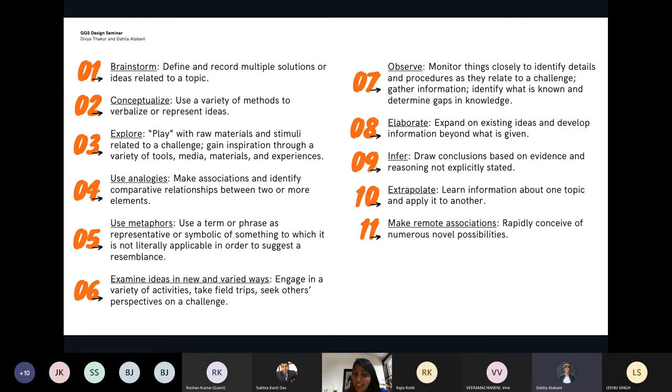Any more ideas and points? Yes, ma'am. So we have a lot of ideas. They are sharing about observe and elaborate. And it's been saying that it's critical thinking skill.